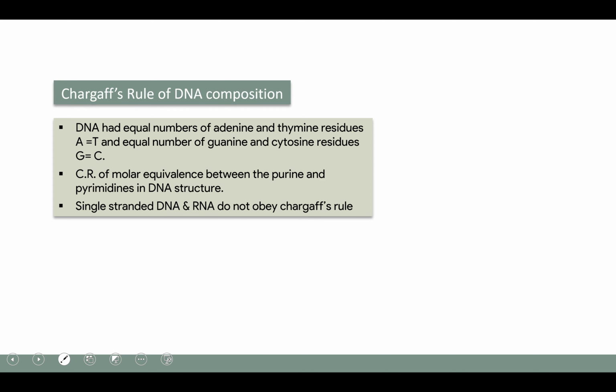Now, under DNA composition, there's a rule called Chargaff's rule. It states that DNA has an equal number of adenine and thymine residues. That is, the number of adenine and the number of thymine is going to be the same. Similarly, the number of guanine and cytosine residues is going to be the same. So Chargaff's rule describes molar equivalence between purines and pyrimidines in DNA structure, that is, purines and pyrimidines will be present in the same quantity. Single-stranded DNA and RNA do not obey Chargaff's rule.